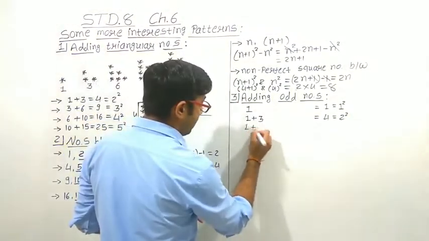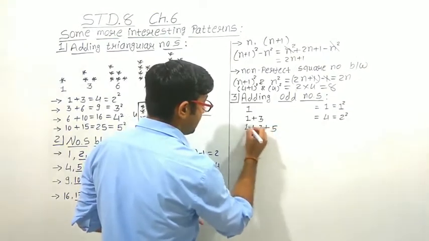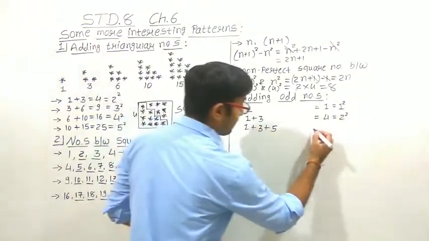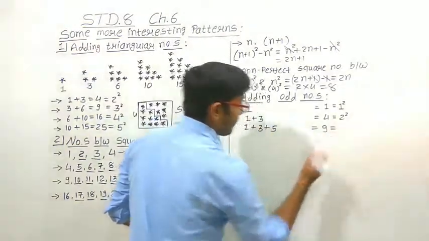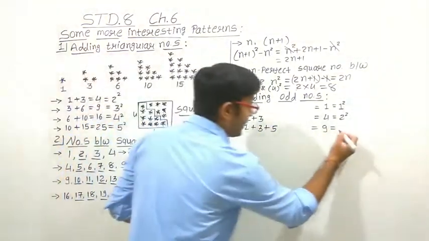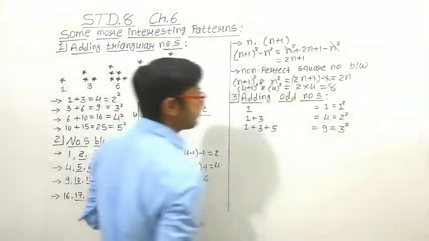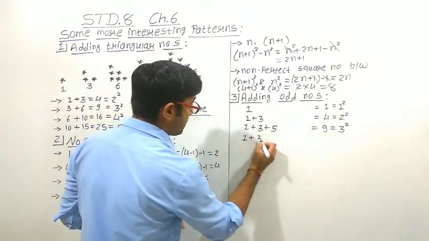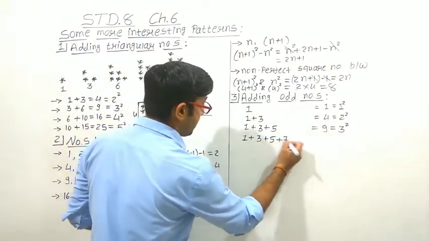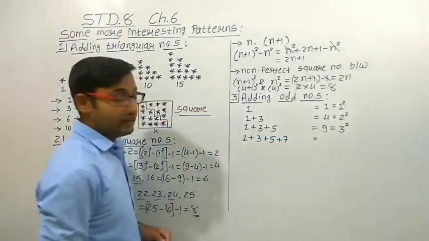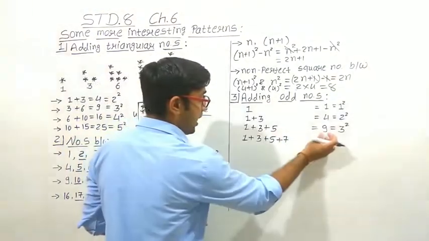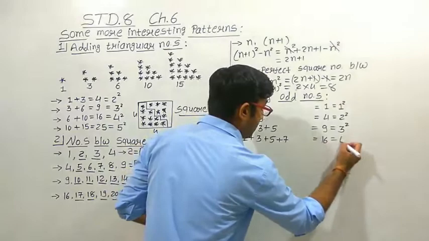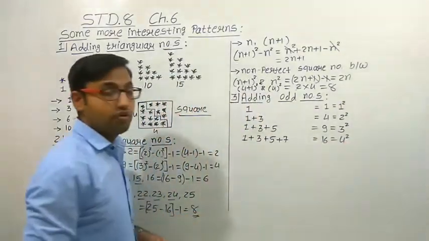Now add the first three odd numbers, that is 1 plus 3 plus 5, we get 5 plus 3 is 8 plus 1 is 9, and 9 is a perfect square number of which? 3 square. Now again add one more odd number, 1 plus 3 plus 5 plus 7, we get, here this addition is 9, and 9 plus 7 is 16. 16 is a perfect square number of 4, so we can write down 4 square.